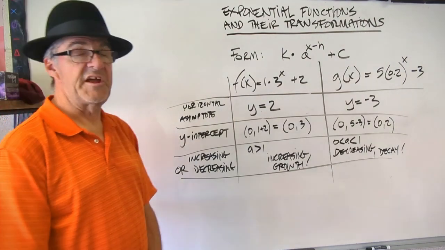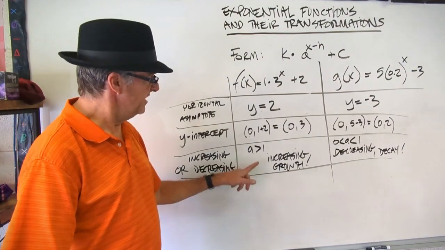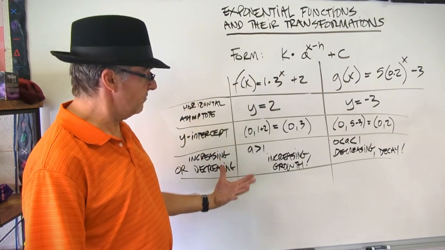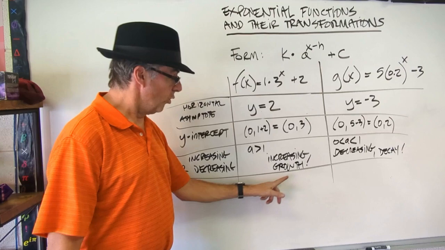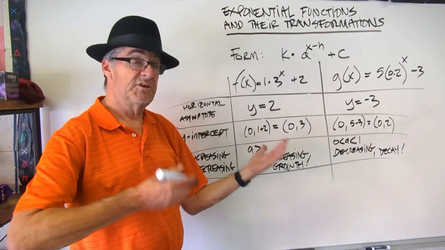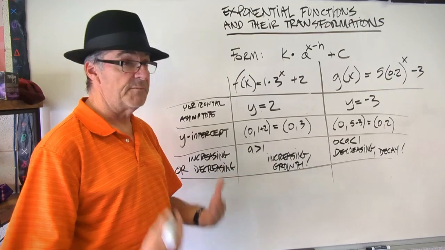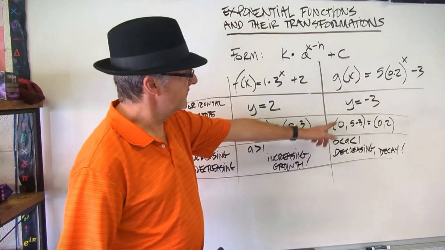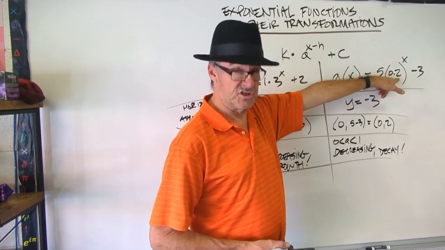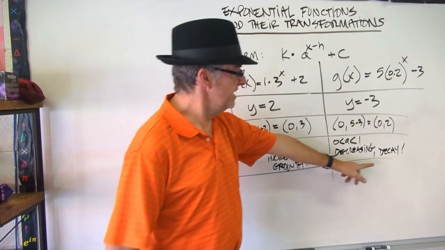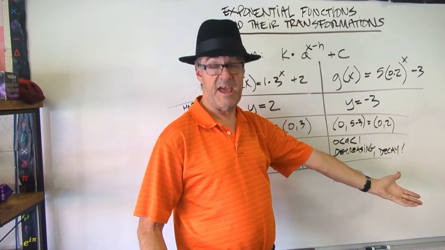Finally, let's state whether they're increasing or decreasing. Now check this one out. A is the 3, and that's bigger than 1, so this is increasing, or growth. Remember these keywords, growth and decay, because you're going to get some word problems that talk about exponential growth and exponential decay. For this one, the A is 0.2, so that's between 0 and 1, which means we're decreasing, and we're calling this one decay.